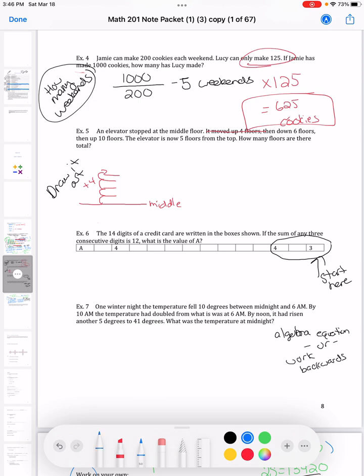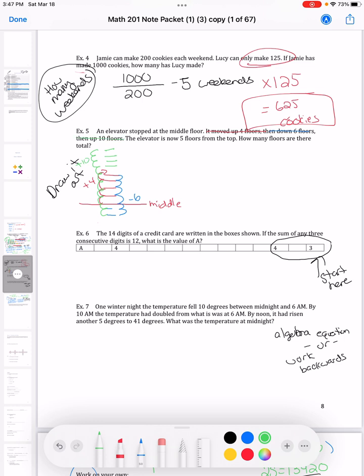Then it went down 6 floors. 1, 2, 3, 4, 5, 6. So this was the minus 6 there. Then up 10 floors. 1, 2, 3, 4, 5, 6, 7, 8, 9, 10. So that was the plus 10.